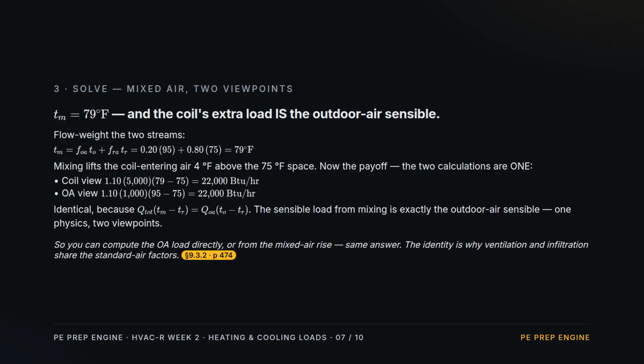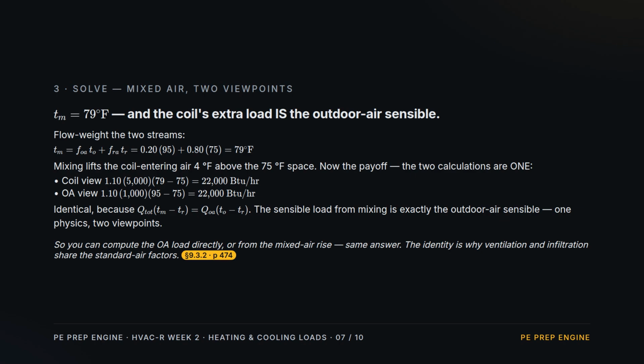Solve. Mixed air, 2 viewpoints. Flow weight the streams. 0.2 times 95 plus 0.8 times 75 is 79. Mixing lifts the coil entering air 4 degrees above the space. Here's the payoff. Take the coil view, 1.1 times the full 5,000 times that 4-degree rise, 22,000. Take the outdoor air view, 1.1 times 1,000 times the 20-degree difference, also 22,000. Identical, because the total flow times the mixed air rise equals the outdoor flow times the full outdoor difference. The mixed air sensible is the outdoor air sensible.